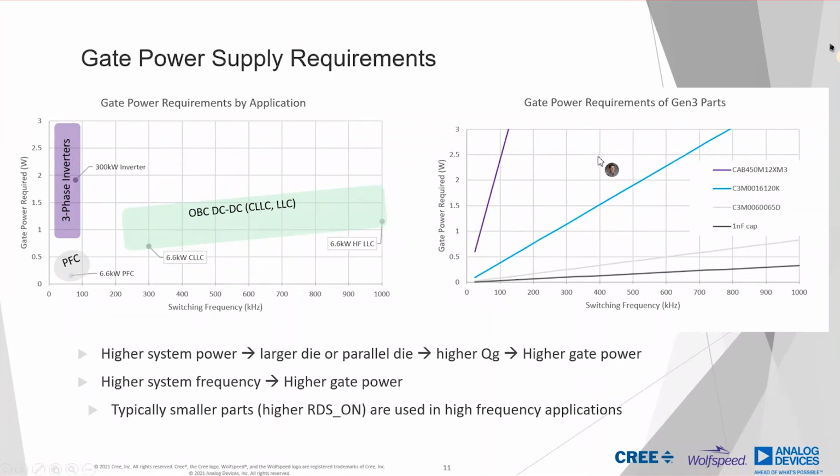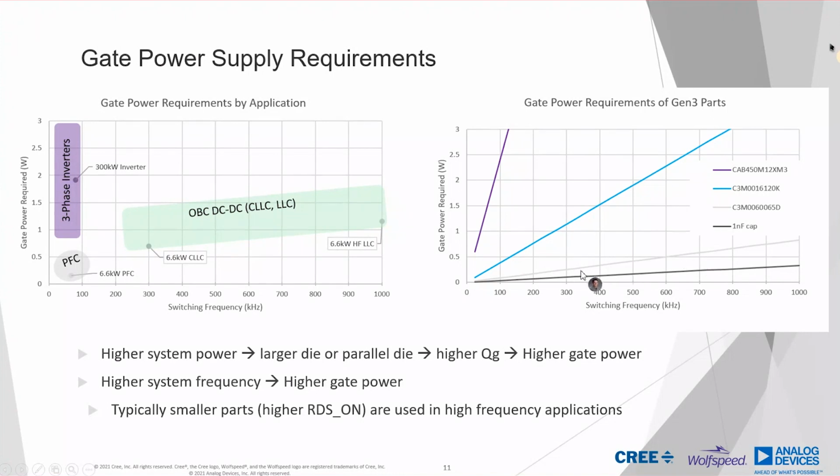The plot on the right here just shows specific parts. So our XM3 module is the purple line here. You can see that has a very steep curve because it has very high gate charge. And so just a small increase in switching frequency increases the power requirement substantially. The blue curve is one of our largest discrete devices. So it's a 16 milliohm 1200 volt part, and that's got a pretty hefty gate charge because it's a large die in there. And so that one still increases fairly quickly as well for a discrete part.